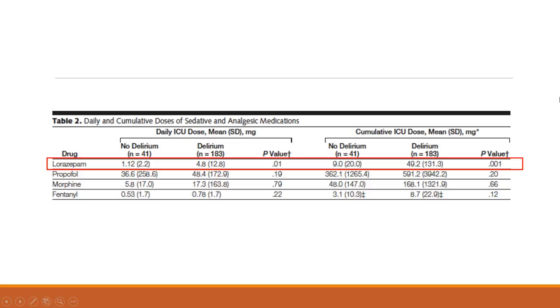This study also looked at the administration of sedative drugs in the ICU, and what they found was that there was a significant association between the use of lorazepam and the development of ICU delirium. And this wasn't found with propofol, morphine, or fentanyl.